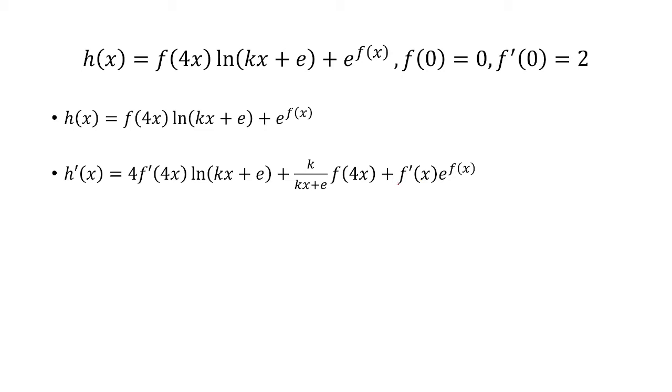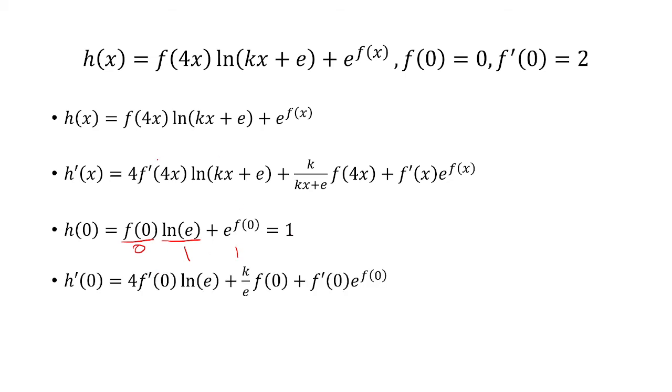Now for the tangent line, you want a point and a slope. So let's first find the point at x equals 0. Plug in x equals 0, and then you have f of 0 times ln of e plus e to the f of 0. f of 0 is given to us as 0, so this is 0. ln of e is 1. e to the 0 is just 1 as well. So 0 times 1 is 0, plus 1 is 1.